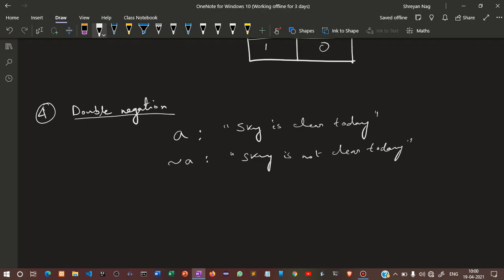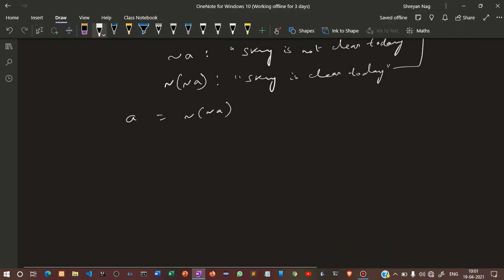Now if you do negation of the negation, what will happen? We'll see "the sky is clear today." So we'll again get the original value. Basically these two things are the same. That is why you can say that A equals double negation of itself.